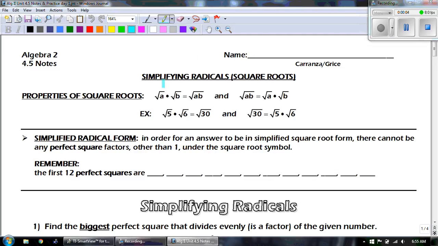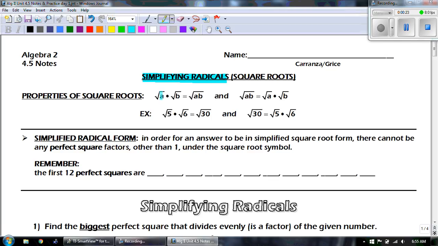Hey guys, this is Mr. Grice for Algebra 2 Unit 4.5 Notes. Today we're talking about simplifying radicals. Our learning target today is to learn the properties of square roots and how to simplify radicals. So let's go ahead and begin.